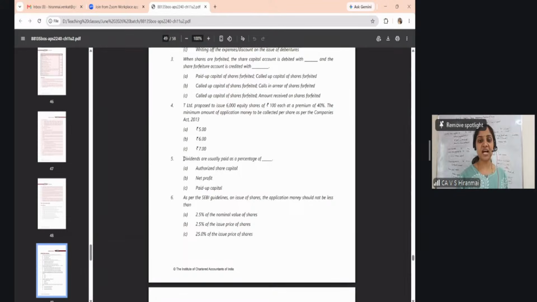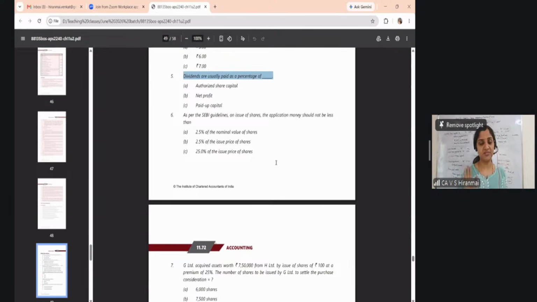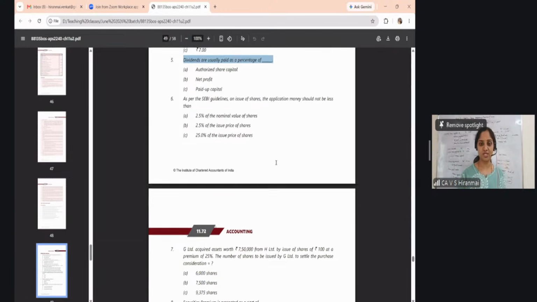Okay. Dividends are usually paid as a percentage of what? How will you calculate the percentage? Or how will you give the percentage? Dividends are usually paid as a percentage of, okay, I'm still under the impression that you people will be answering. Okay, dividends are usually paid as a percentage of your paid up capital, because however much you are paying up on that, only then will you be able to calculate how much of the dividend you are supposed to pay. Question number 5, option is C.